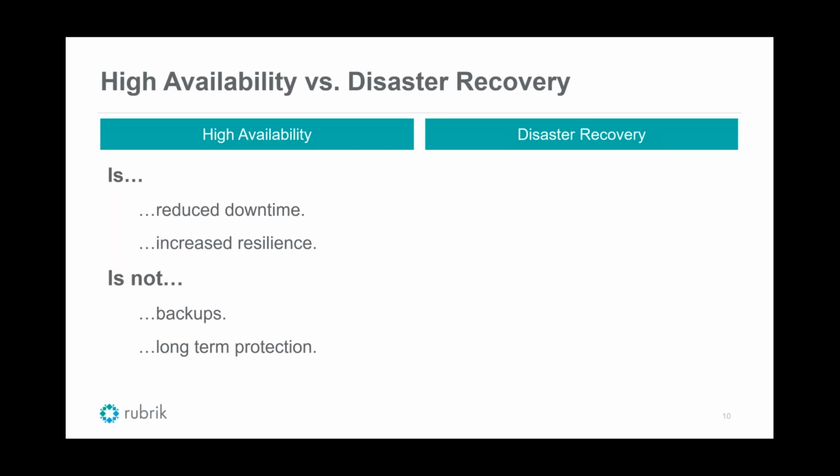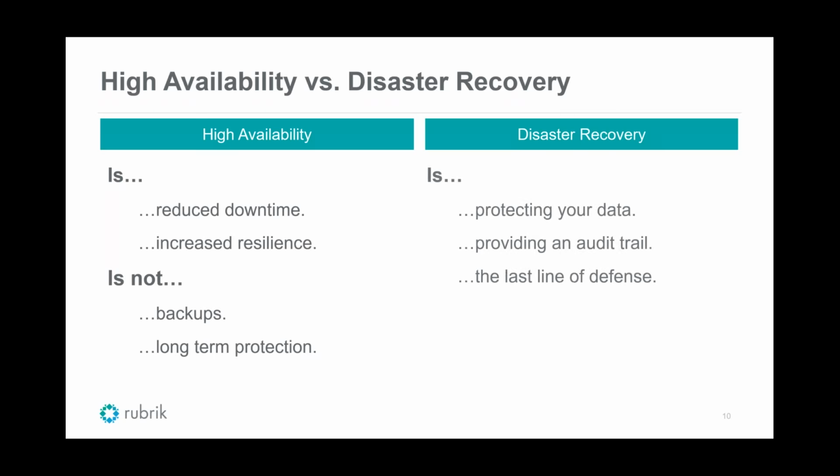So you've got to think, okay, I can have this high availability solution to keep everything up and running, but I still need that long-term protection of the data, and that's where disaster recovery comes in. The disaster recovery solution protects your data and can provide you an audit trail. If somebody comes in and manipulates records without you being aware, you're going to be able to see the history of your data and look back through that backup history. I always like to think of it as the last line of defense.